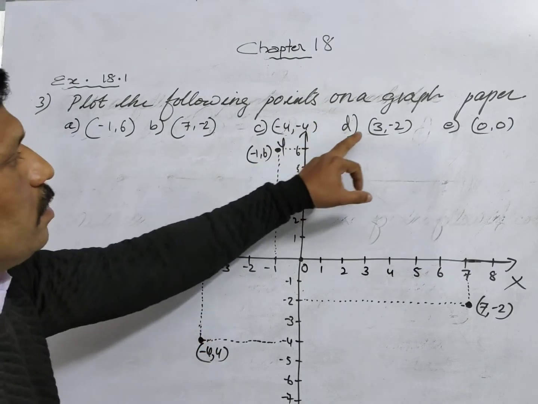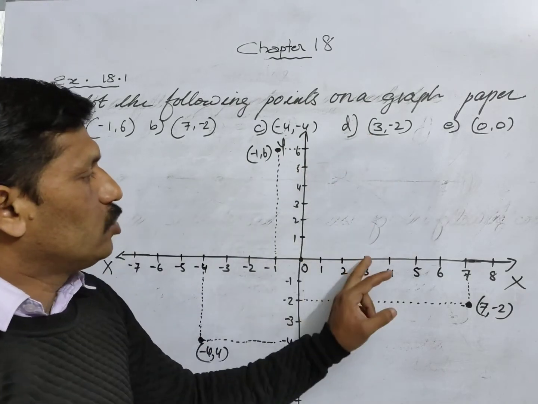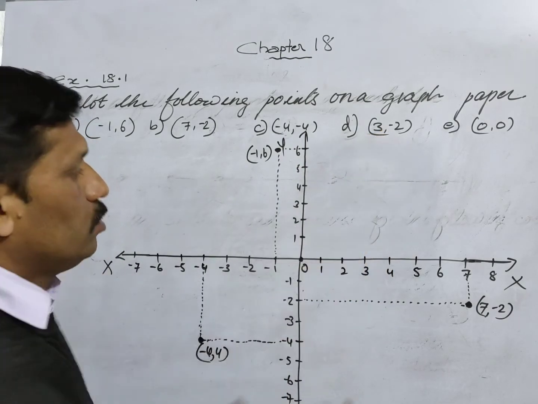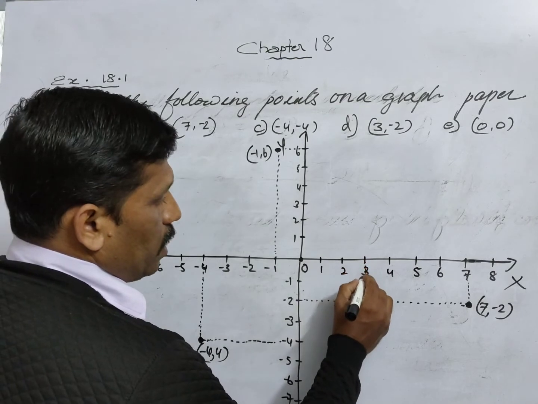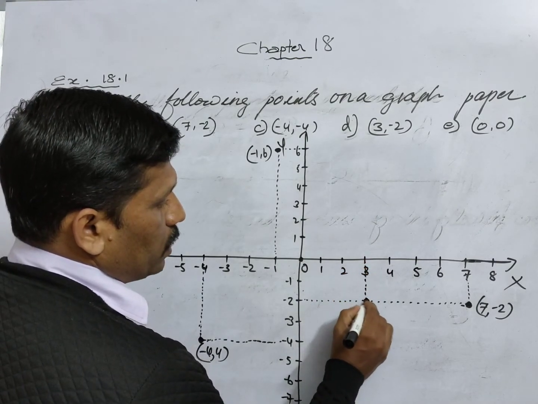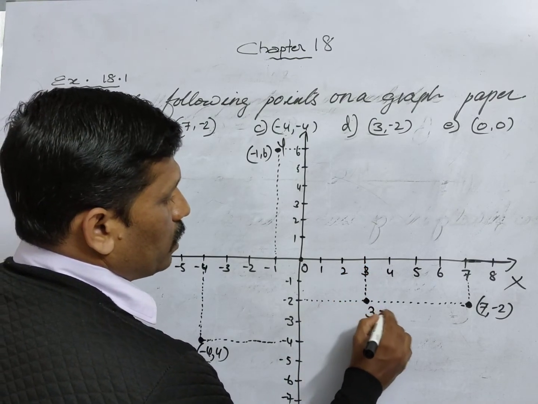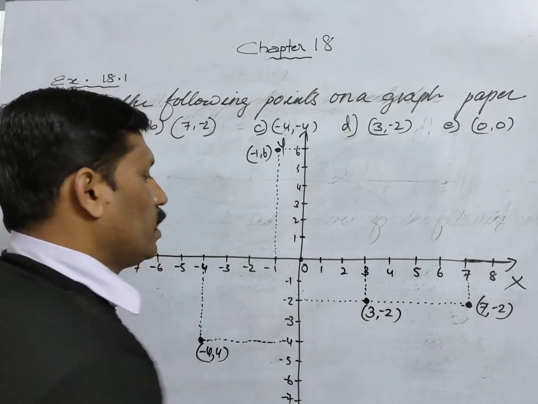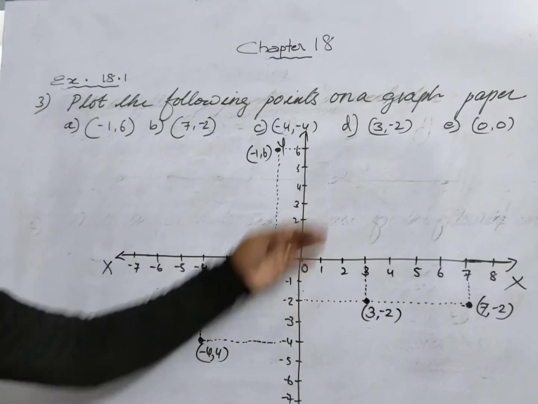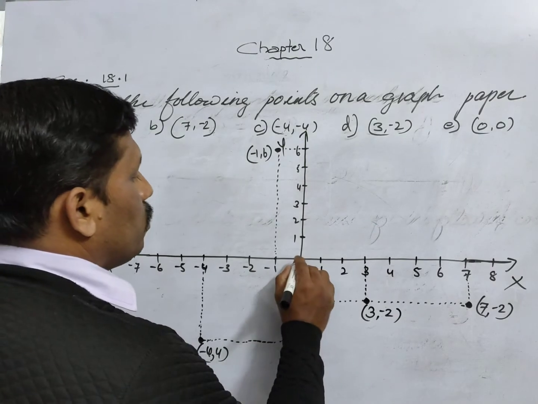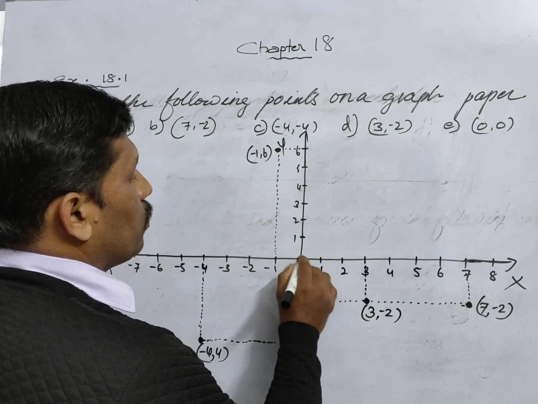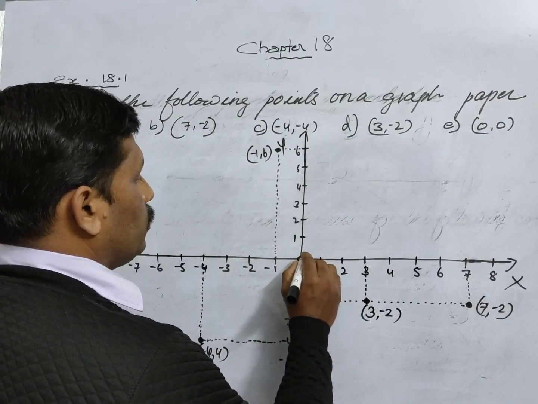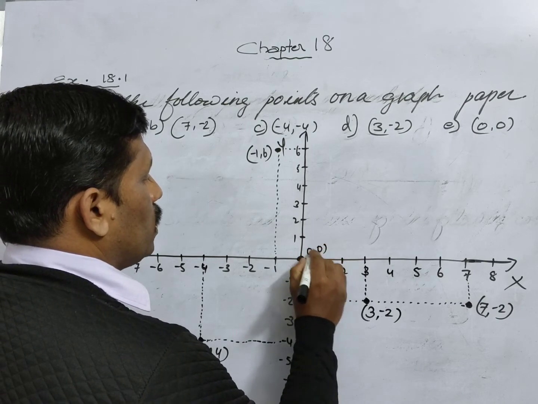And next, the x coordinate is positive, that means it lies here, and the y coordinate is negative 2. This is the point. Then we write (3, -2) for this point. And next, (0, 0). You know that the x coordinate and y coordinate are 0, so it lies at the origin. That means (0, 0) is the origin.